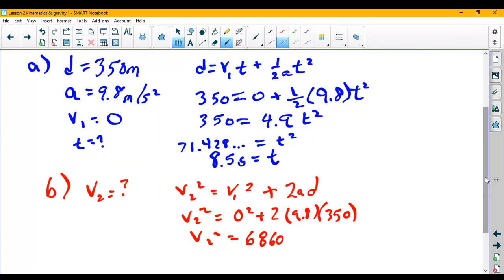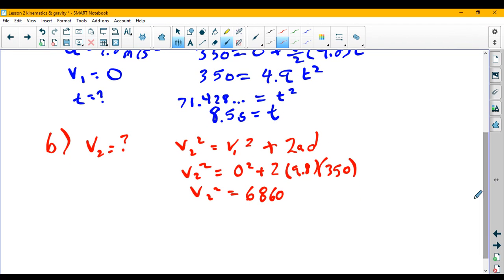I don't want V squared. I want to know V, right? So that means I need to take the square root of my number. And I only get 2 digits still, just like before. The 9.8 counts. So I get 82.8, which makes this 83 meters per second. That is pretty fast.